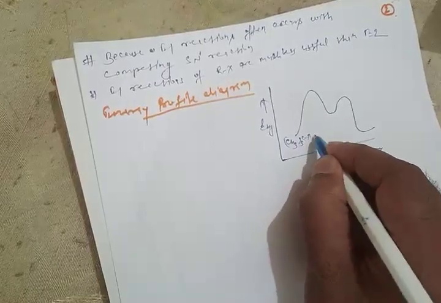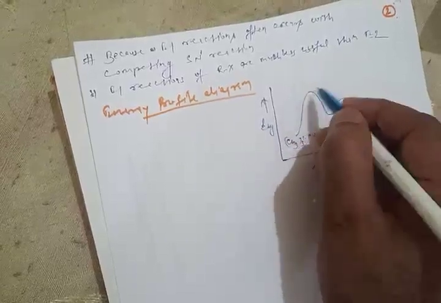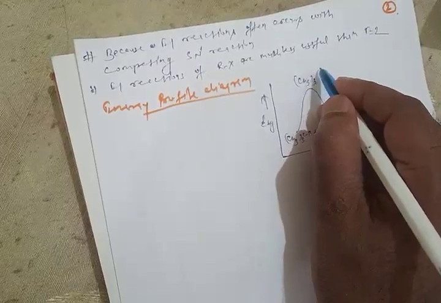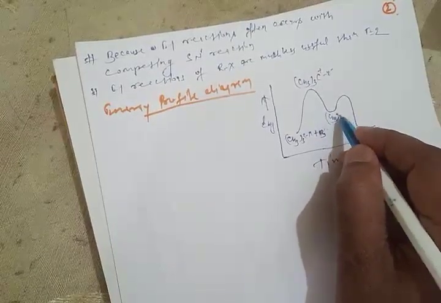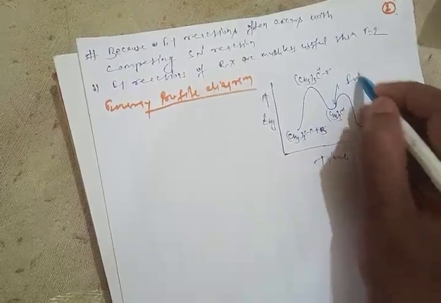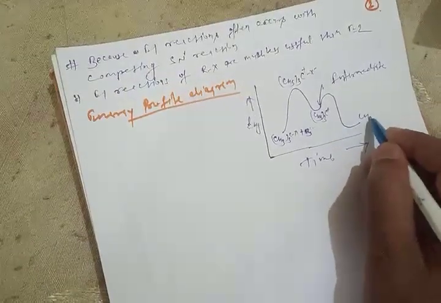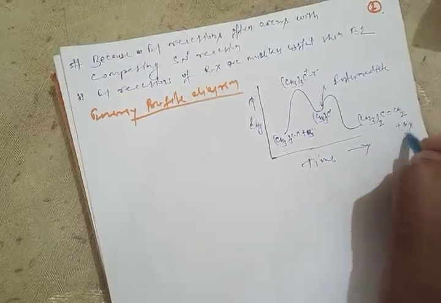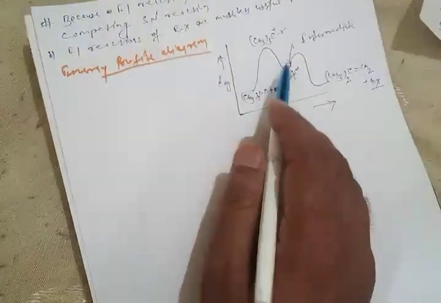This is the reactant, the base here, and here (CH3)3C plus X minus. Here is the formation of the carbocation, then this is the intermediate, and this is the product, (CH3)2C double bond CH2 and HX. You all know this, so I'm not going to discuss the two-stage process further.